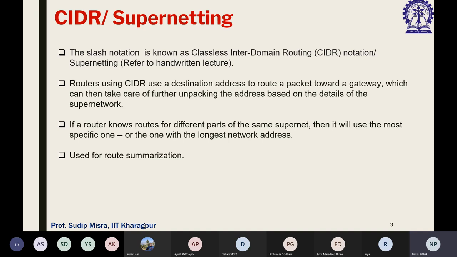So let us say, what is the SuperNet ID? You might be asked what the SuperNet ID is. To get the SuperNet ID, you need to do a logical AND of the SuperNet mask with any network ID that you want to take from this particular network. Any network ID will do, like 200.1.0.0, let us say the first network ID. Then you do a logical AND operation with the SuperNet mask that we calculated. That gives us the SuperNet ID, which will be 200.1.0.0.